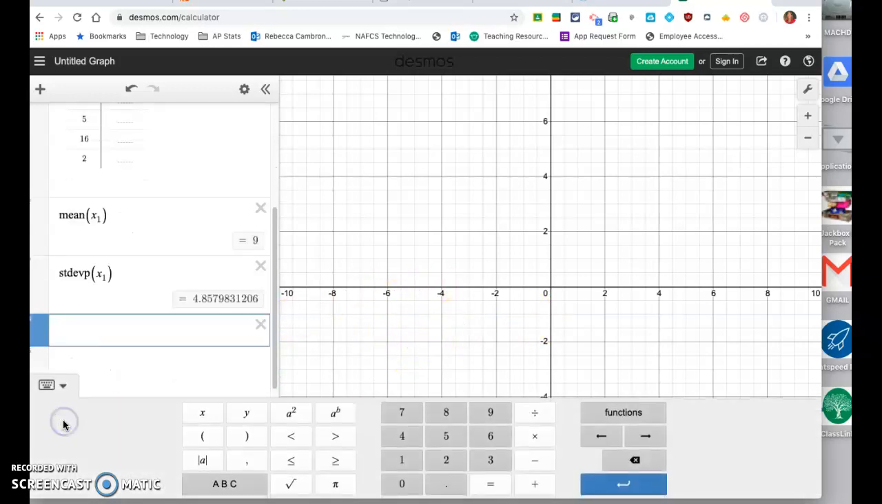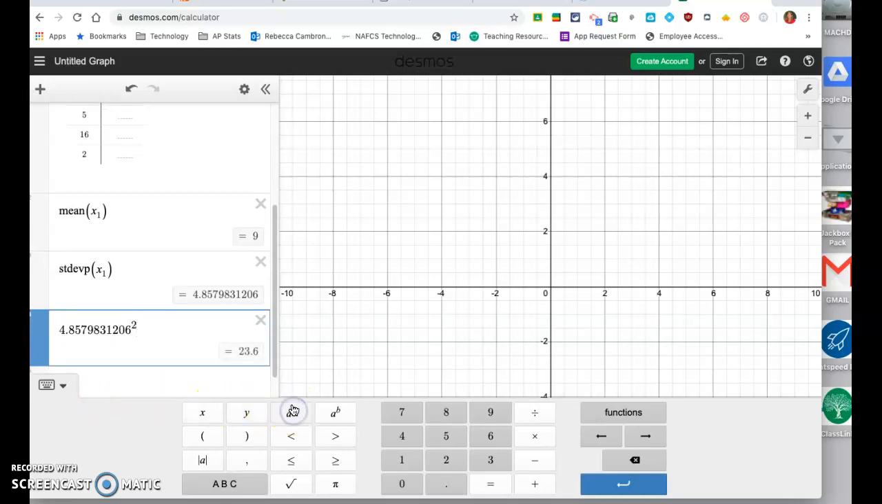So all you have to do though, because variance and standard deviation are related, variance is a standard deviation squared. All you have to do is type in the previous standard deviation and square it, and that's your variance.